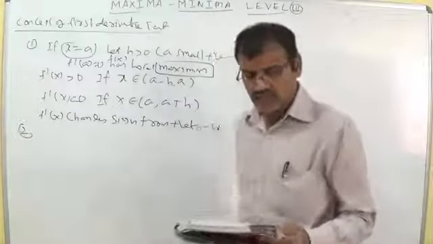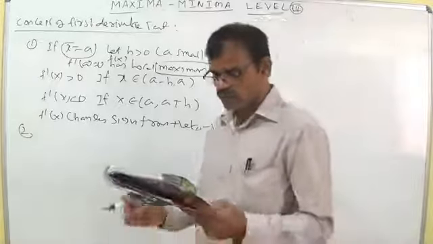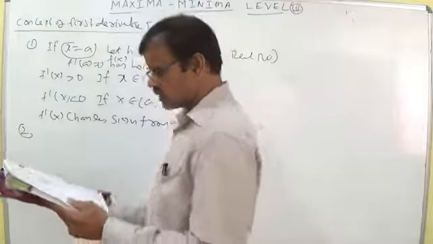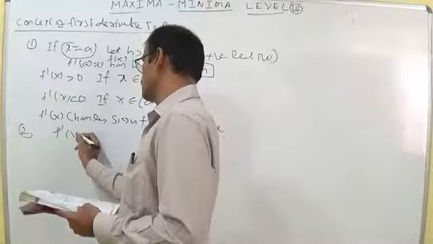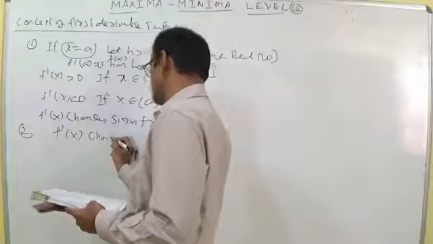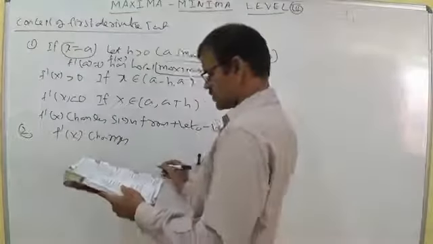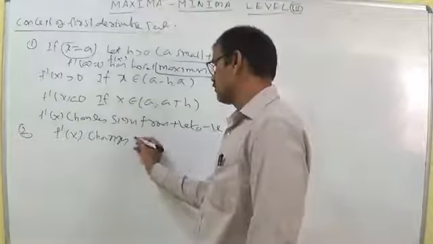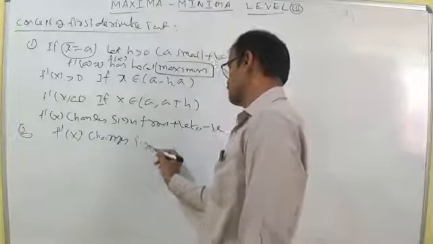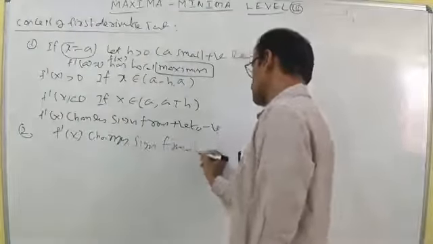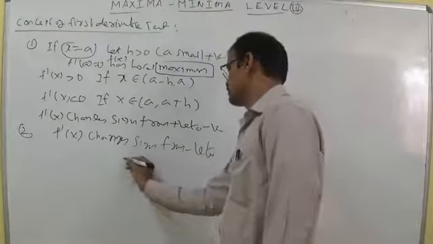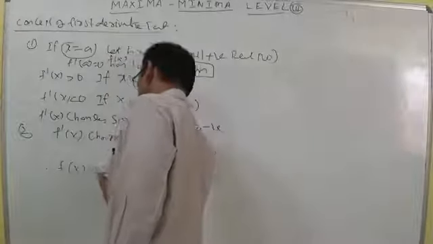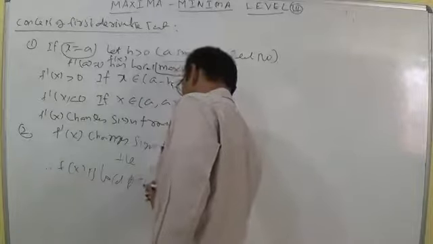Next, in the same concept, on the same page, you can see f of x is decreasing. If f dash x changes sign from negative to positive, it is said to be a local minimum. F dash x changes sign from negative to positive. Therefore, f of x has a local minimum.